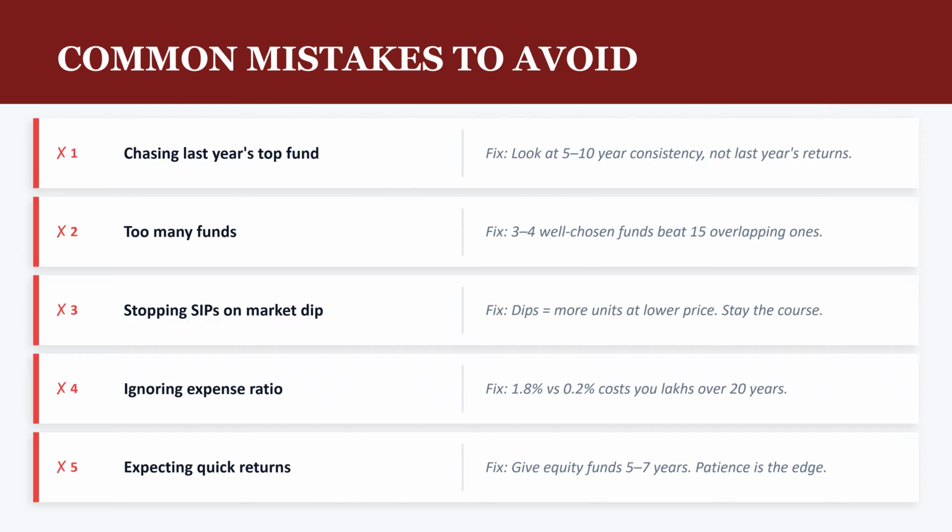The fourth one is ignoring the expense ratio, and this is something all of you need to focus on, because most mutual fund investors don't focus on this point. A 2% expense ratio versus a 0.2% expense ratio might seem small, but over 20 years it can cost you lakhs in compounding. Always check this number before investing.